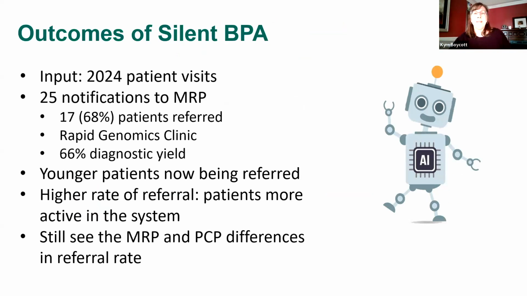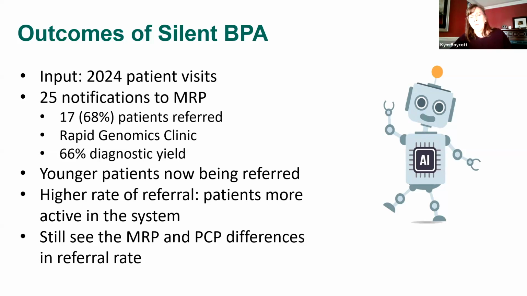And so this time, with the more recent numbers for the cohort, 17 were referred, so we're up to 68%. And we saw them within 4 to 6 weeks or so. And again, similar diagnostic yield to the retrospective cohort, 66%.